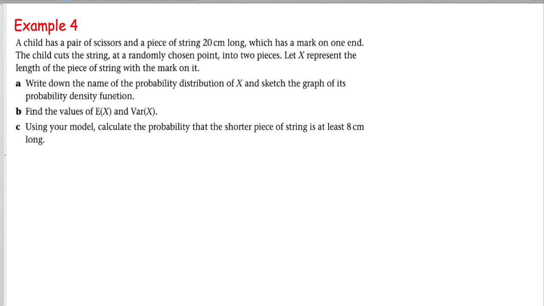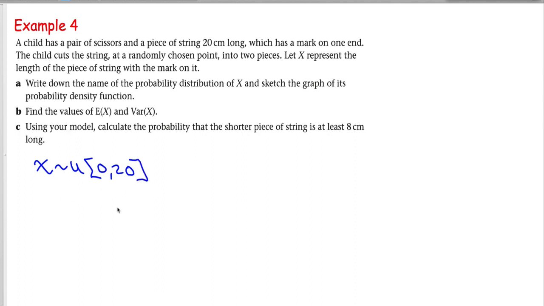Okay, another example. A child has a pair of scissors and a piece of string 20 centimeters long, which has a mark on one end. The child cuts the string at a randomly chosen point into two pieces. Let x represent the length of the piece of string with the mark on it. So what we have to think is, it could be equally likely to be any distance from the mark. So it follows a continuous uniform distribution. It could be right on the mark, or it could be up as far as 20 centimeters from it.